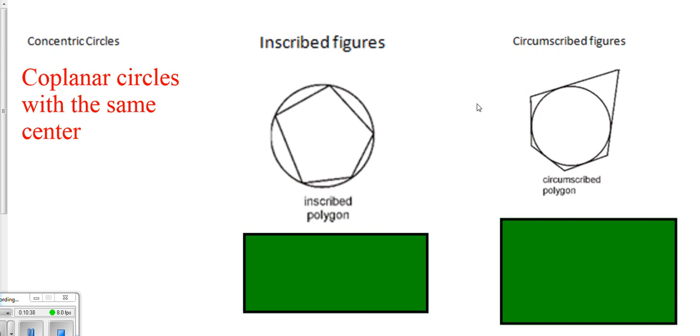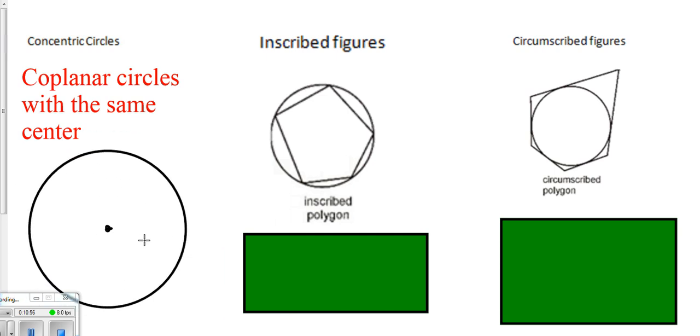A couple more terms here. Concentric circles are coplanar circles with the same center. So like before, I'm going to draw a center right here. And if we wanted to make two different circles that have that same center, I'll make this one a little bit bigger, this one a little bit smaller. These two circles are concentric. They have the same center.